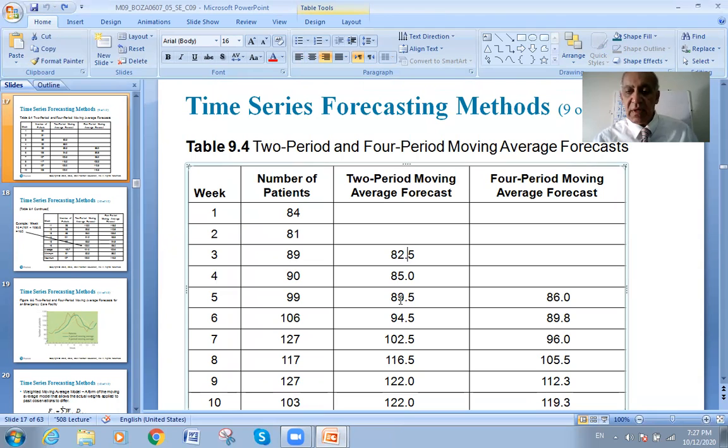Okay, let's go for the next one. Can you do the next one? This 85. Can you show me how we get the 85? I want you to do it with your hands. I want you to give me this number here based on two periods moving average.